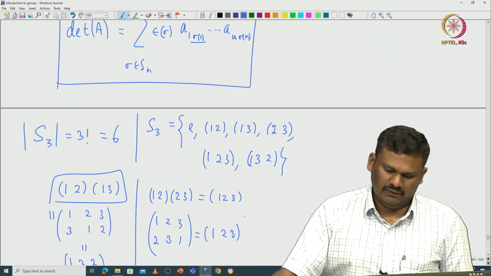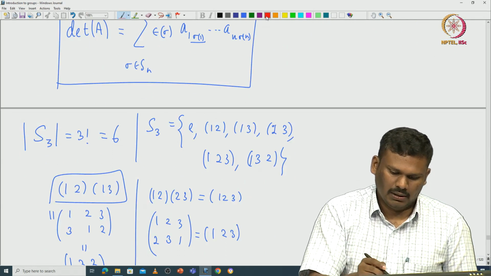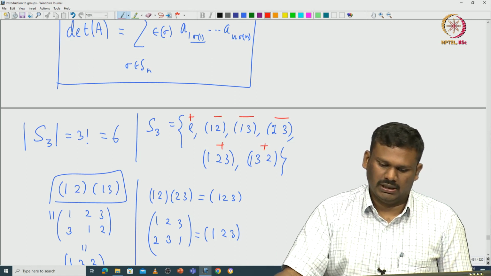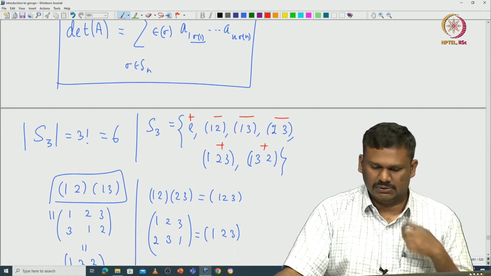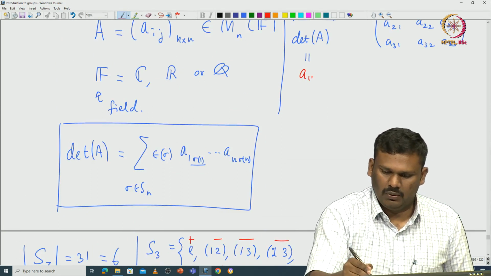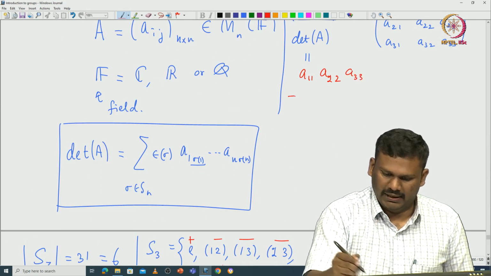So the sign will be what? The sign will be plus for the identity and minus, minus, minus for the three transpositions, and plus and plus for the two 3-cycles. So there are 3 plus terms and 3 minus terms. So then if you write it down, for the identity it will be A11, A22, A33 and then minus.